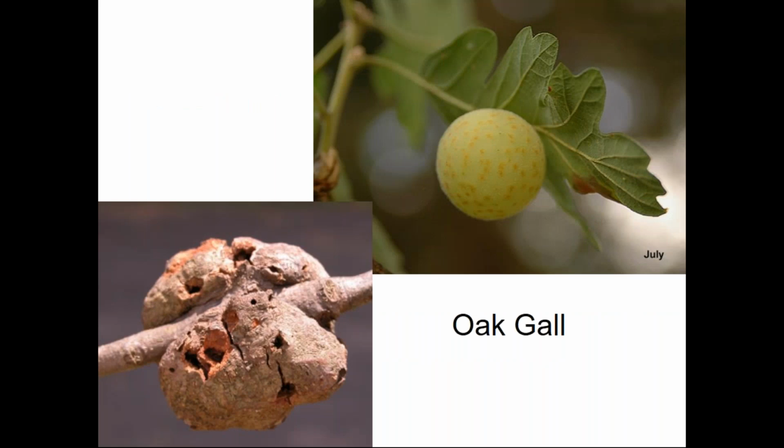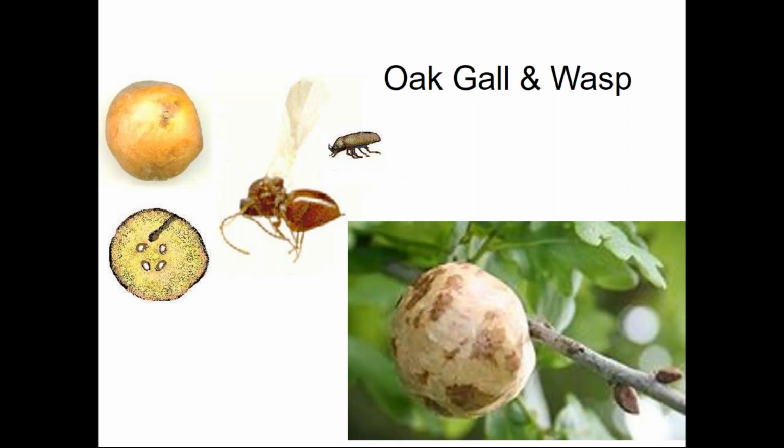Some insects make galls, or they induce plants to make galls. This is an oak gall. You'll see some of these in the park on scrub oaks. This particular one is made by a tiny wasp. This wasp, which is small enough to fly through the eye of a needle, so we're talking a really small wasp here, will find its host plant, which in this case is an oak.